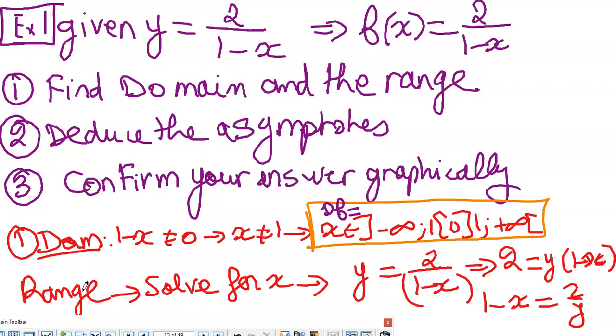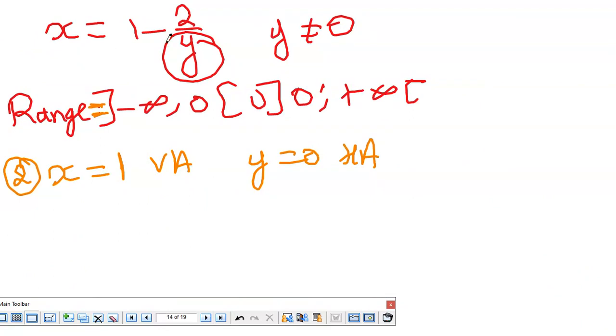How are we going to find the range? To find the range, you need to solve for x. So I need to write x is equal to, and then the denominator not equal to 0. If you cross multiply, guys, you're going to have 2 is equal to y times 1 minus x. And then I will have 2 over y is equal to 1 minus x. I need to solve for x, so x is equal to 1 minus 2 over y. Which value of y is not accepted? y shouldn't be equal to 0. It means my range is minus infinity to 0 union 0 to plus infinity.